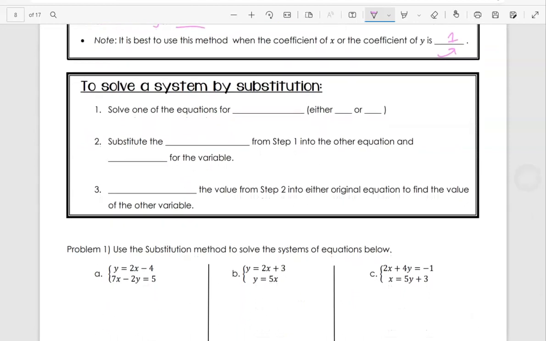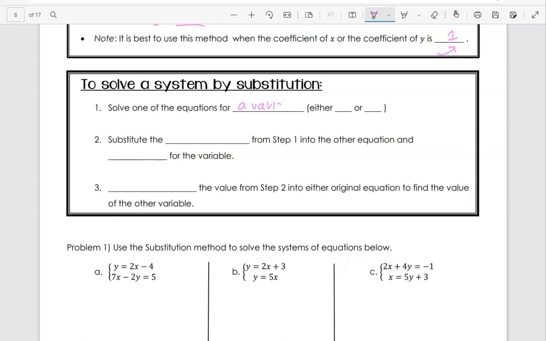So let's take a look at some steps. The first step we need to do is solve one of the equations for a variable, either x or y. I want to also write, get one variable alone. Okay, so we need to say x equals something or y equals something. Then we're going to substitute the expression. This is the expression we're talking about. This part is the expression from step 1 into the other equation and solve for the variable. And then we're going to substitute again, it's crazy, the value from step 2 into either original equation to find the value of the other variable. It sounds like a lot. We'll be okay. Okay? So let's check out problem 1 here.